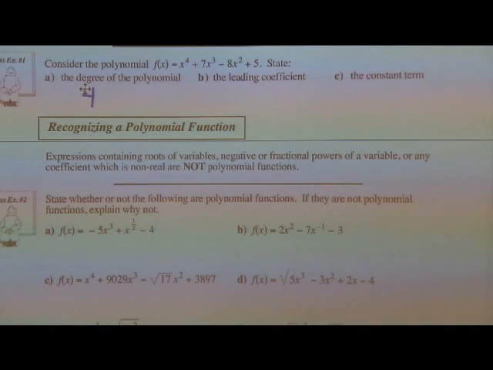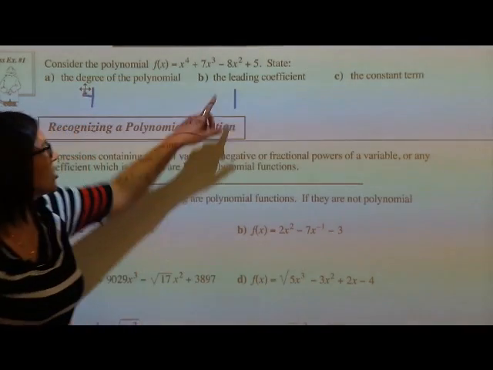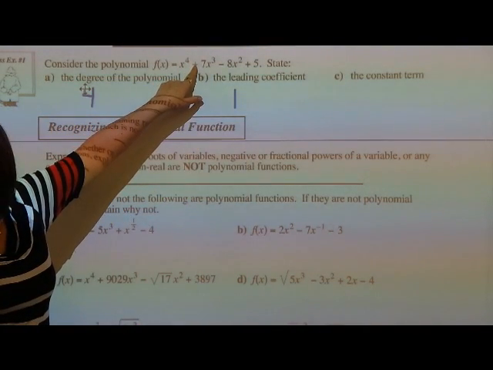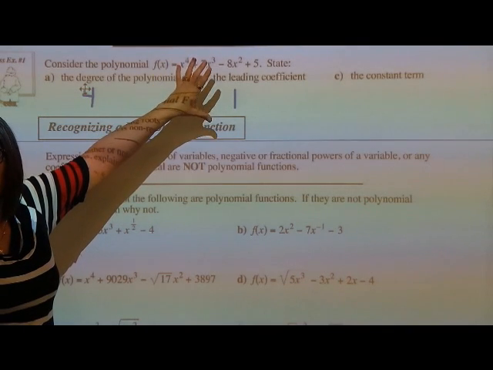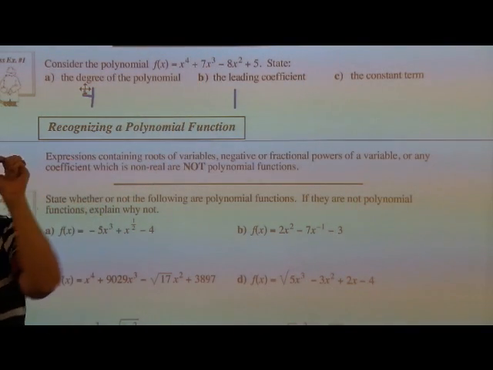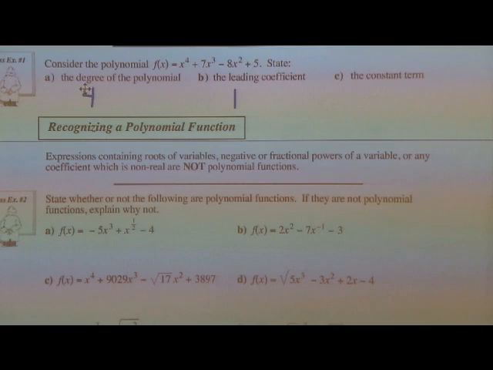What is the leading coefficient? 1. The leading coefficient, I look at where the highest exponent is, and I look at the coefficient of that term. So it's not the largest number, it's the coefficient of that degreed term. And what's the constant term? 5.